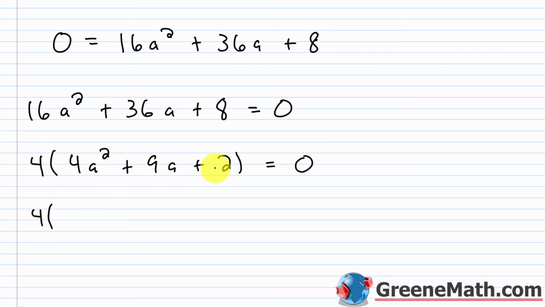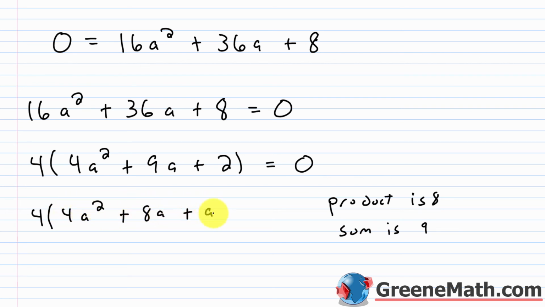So give me two integers whose product is 8 and whose sum is 9. That's easy, that's 8 and 1. So let's rewrite that middle term. We'll have 4a squared plus 8a plus a plus 2. This is equal to 0. Okay, so let's erase this.